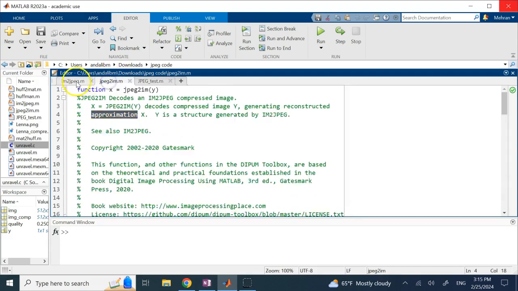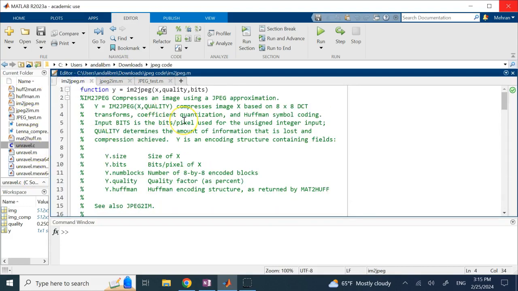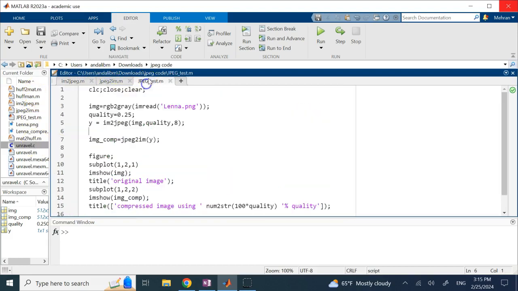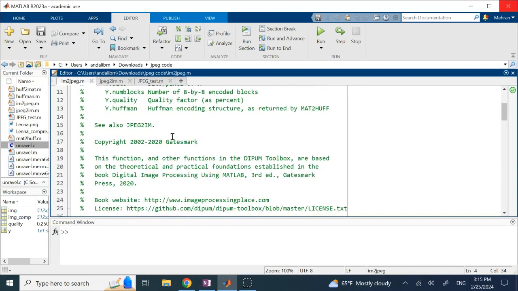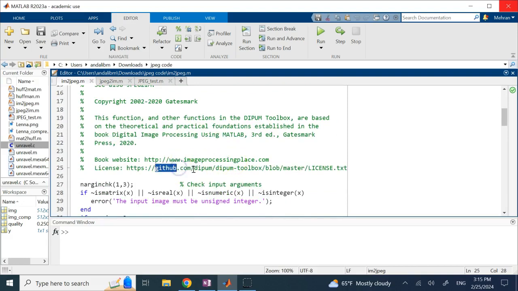So I'm going to put everything, as I said, in a zip folder and let you download it under the video description. One last thing, I mentioned that none of these two codes is mine. The only thing I wrote was this test script. The code is written under a toolbox, which you can download from GitHub. It's called DIPUM, a digital image processing toolbox.